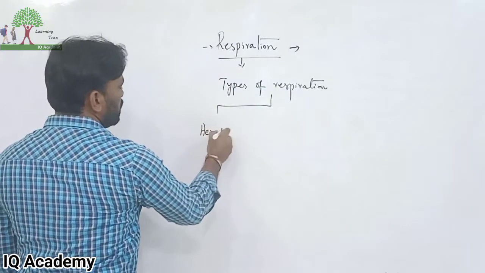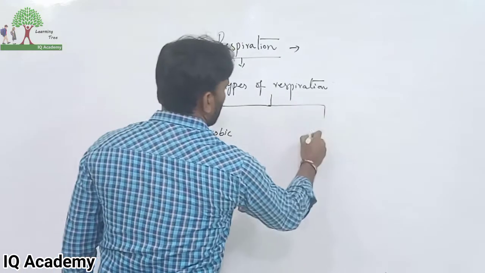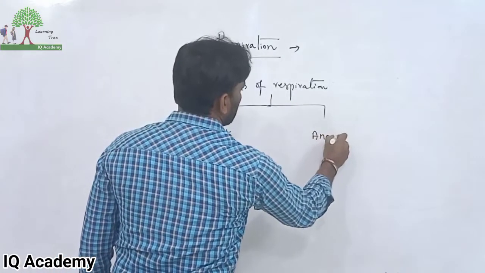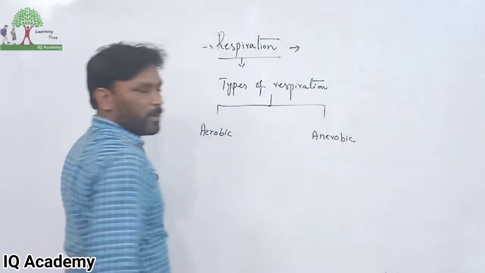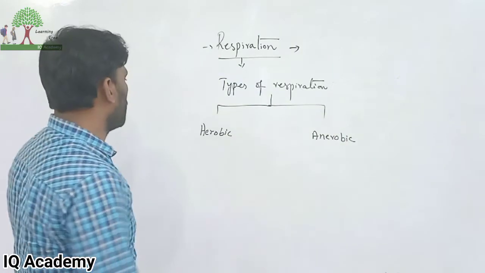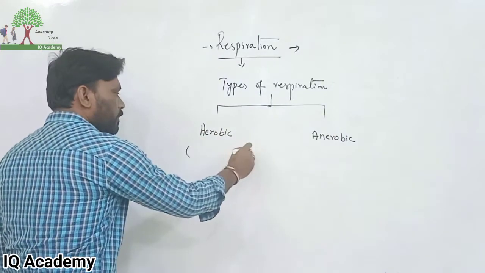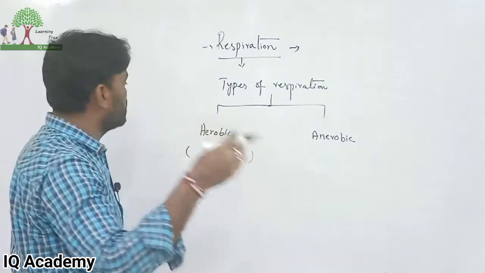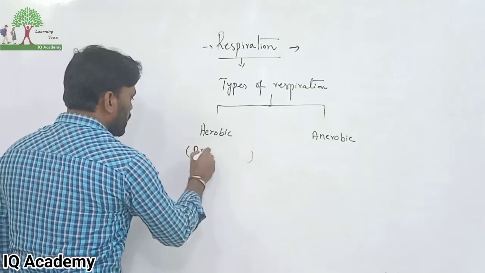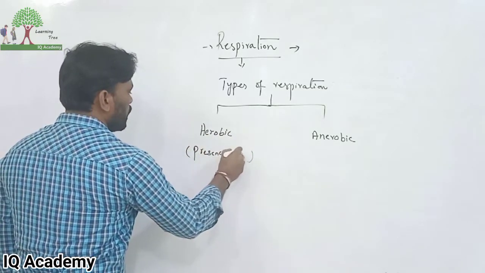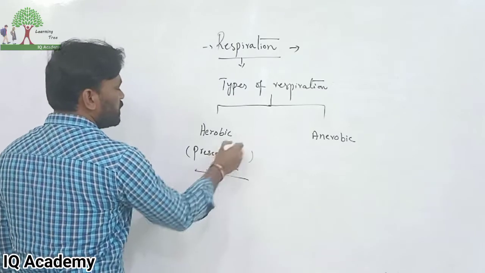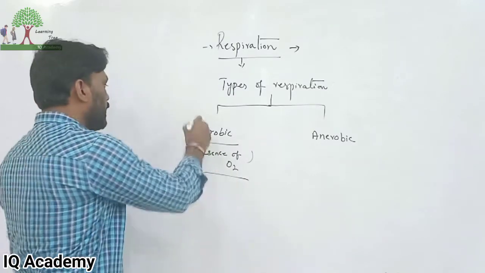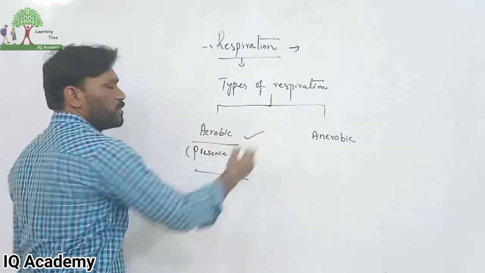Aerobic respiration and anaerobic respiration. What is called aerobic respiration? The respiration that takes place in the presence of oxygen. If the respiration takes place in the presence of oxygen, it is called aerobic respiration.